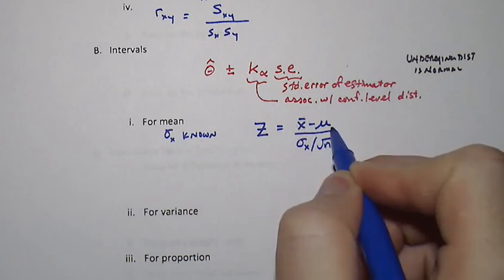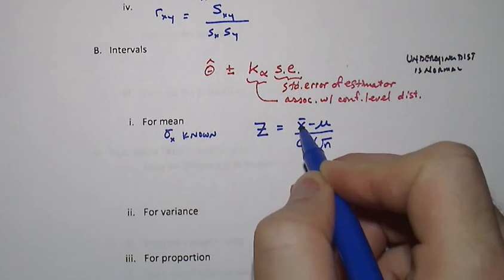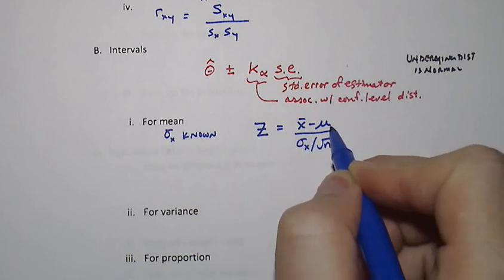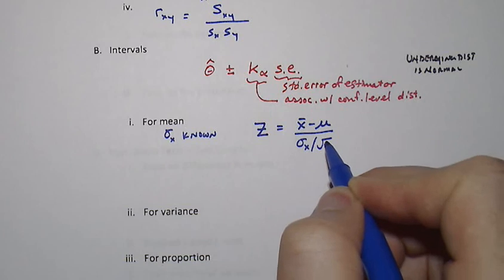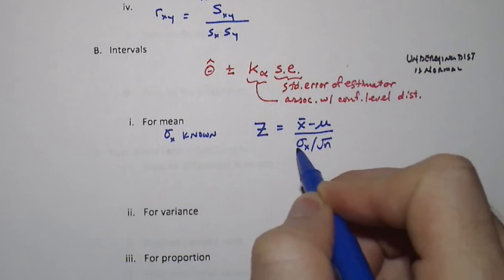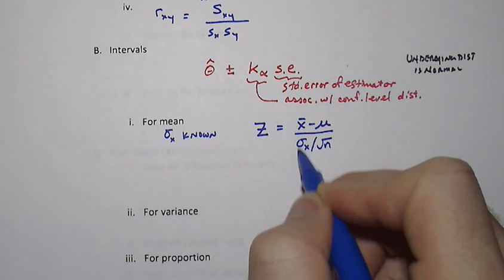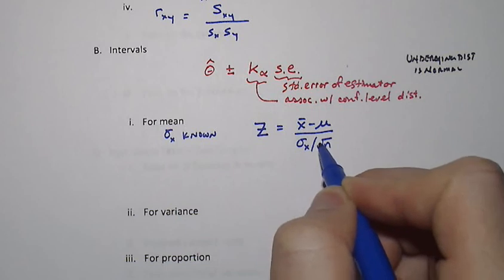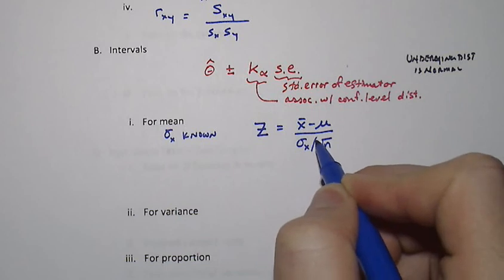And so, the mean of x bar, remember, that sample mean, the expected value of x bar, is the mean of the population itself. The variance of x bar, though, was equal to sigma x over the square root of n. So that's how this differed from, say, just a regular normal distribution population.